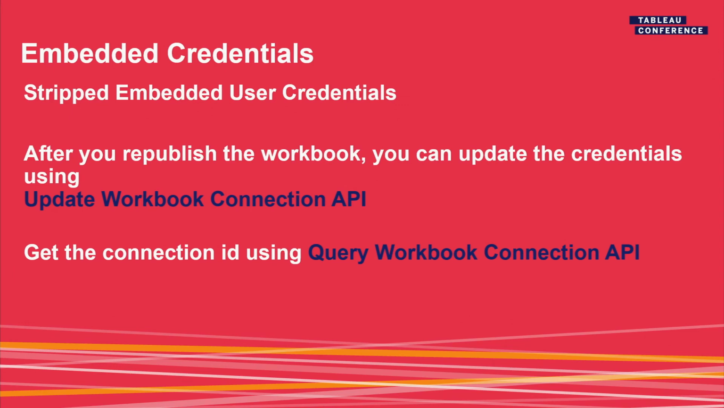So for security reasons, when you download a workbook and it has embedded credentials, those embedded credentials are stripped, so you're going to lose them. However, if you know what those embedded credentials should be, you can always update the credentials with the Update Workbook Connection API, and you can get the connection ID with the Query Workbook Connection API. And we've got examples of this in our Dropbox.